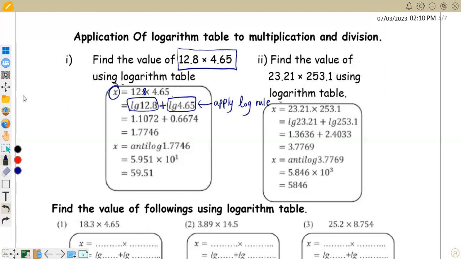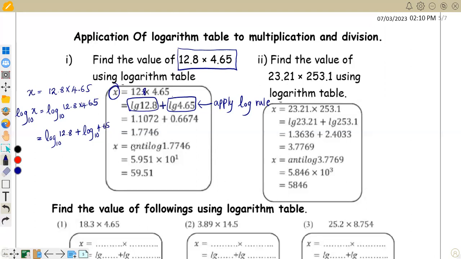Okay, actually here what we do is we first of all equate the given numerical expression to an unknown term. Then after, we take the logarithm to the base 10 for both sides. This step is missing actually. This is what we do. Then when you apply this, it is logarithm to the base 10, 12.8, add logarithm to the base 10, 4.65.